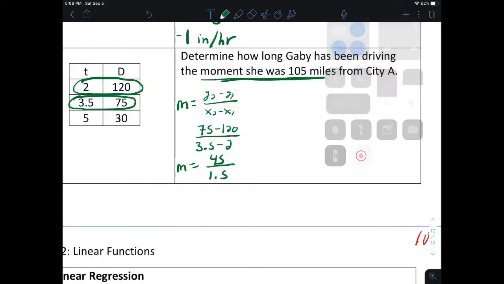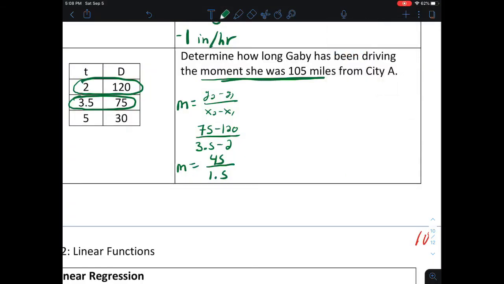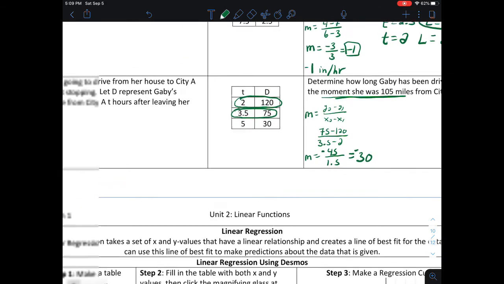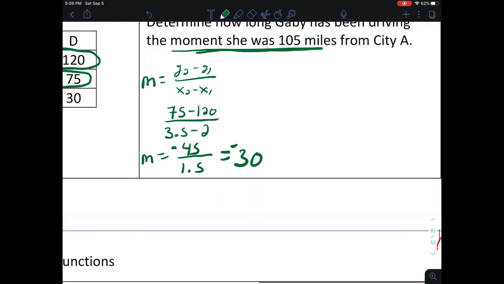Usually on these kinds of problems, you're going to have a calculator. But 45 divided by 1.5 is 30. And in fact, it should be negative here. So it should be negative 30. So 30 is the number of miles she gets closer for every 1 hour. Negative 30 miles per hour is the rate of change in her distance per unit of time.